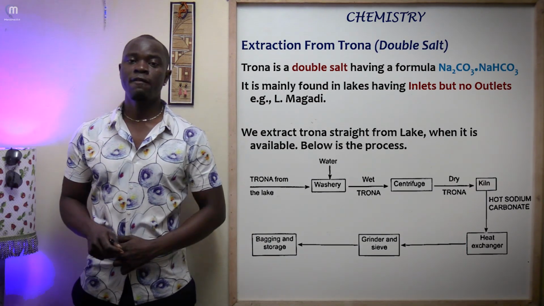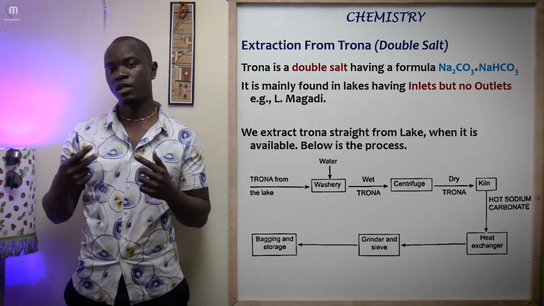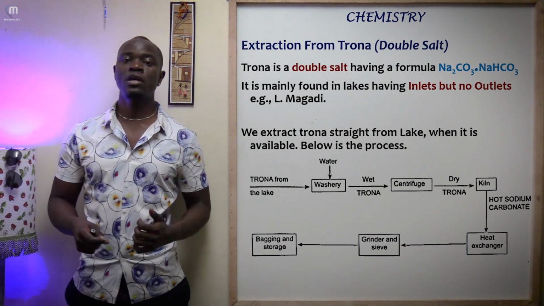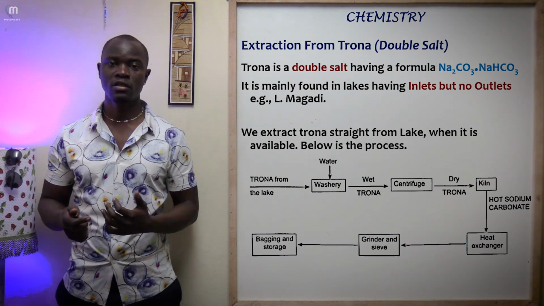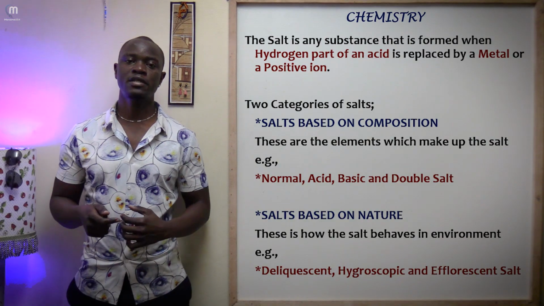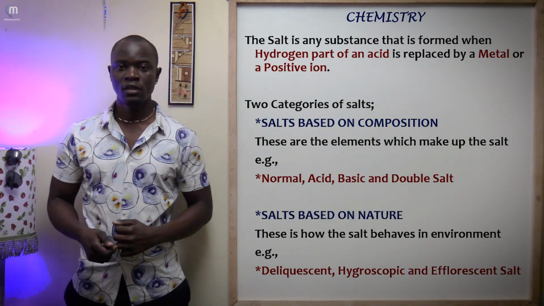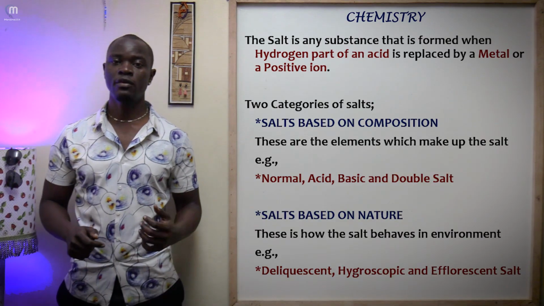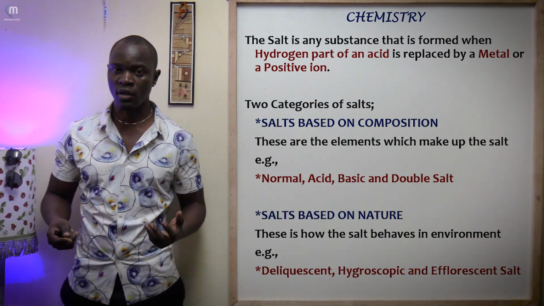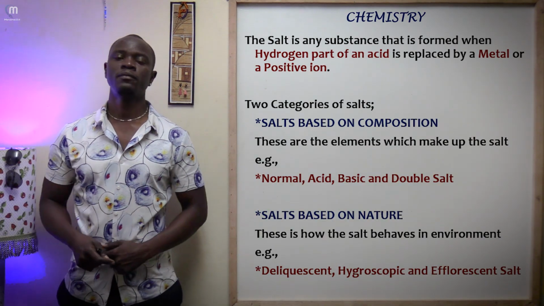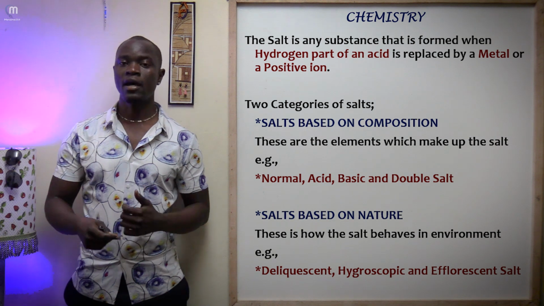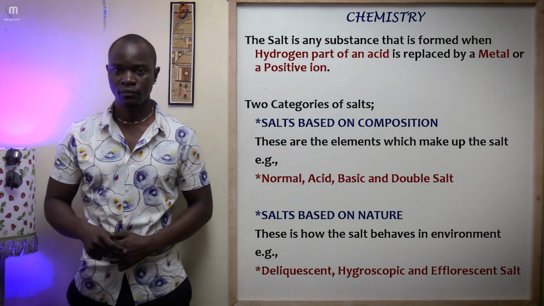So let's now go to the first method, which is extraction from Trona. Then after, we'll go to the Solvay process. For this Trona, we see that Trona is a double salt. Remember, in the topic of salts, we discussed that we have different categories of salts. We have salts based on composition, and we also have salts based on nature.